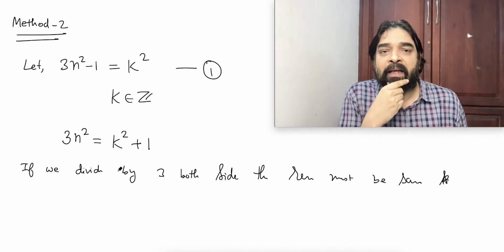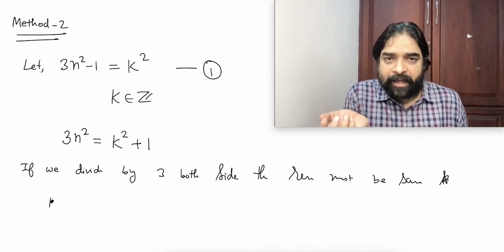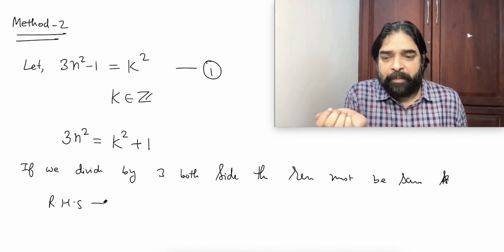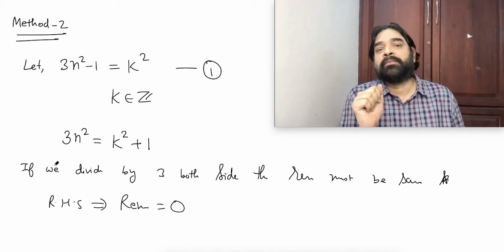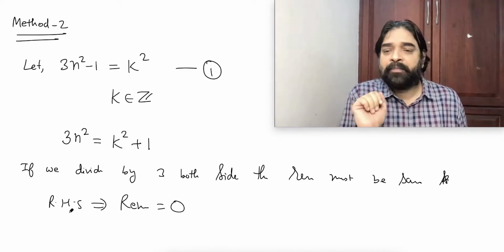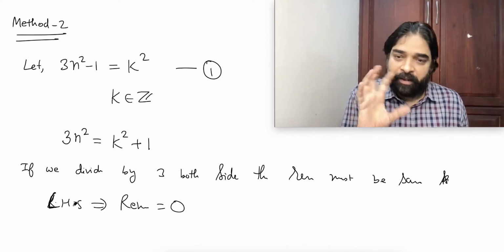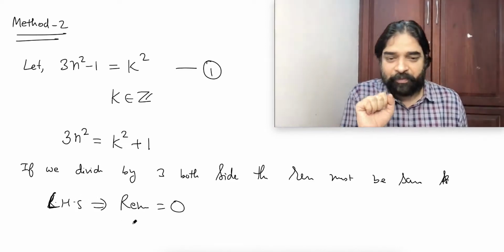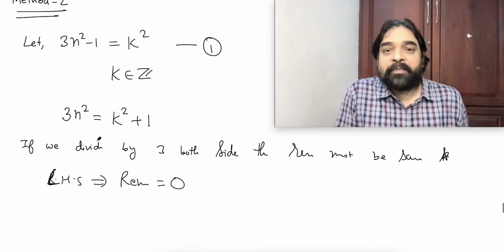Okay. Let's divide by 3. If we divide by 3, the left side remainder will be equal to 0. Why? Because this is a multiple of 3. Sorry, I said right side, but it is the left side. Sometimes in the night, viewing is difficult. Okay, left side. Now the right side.